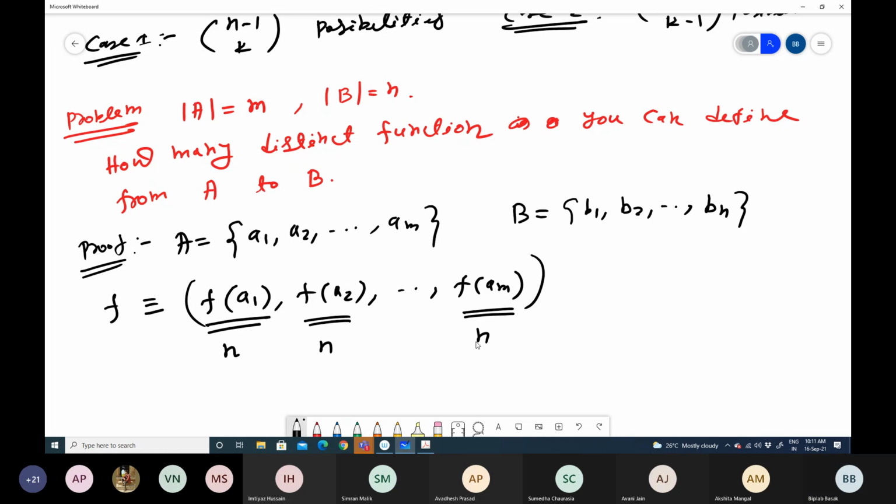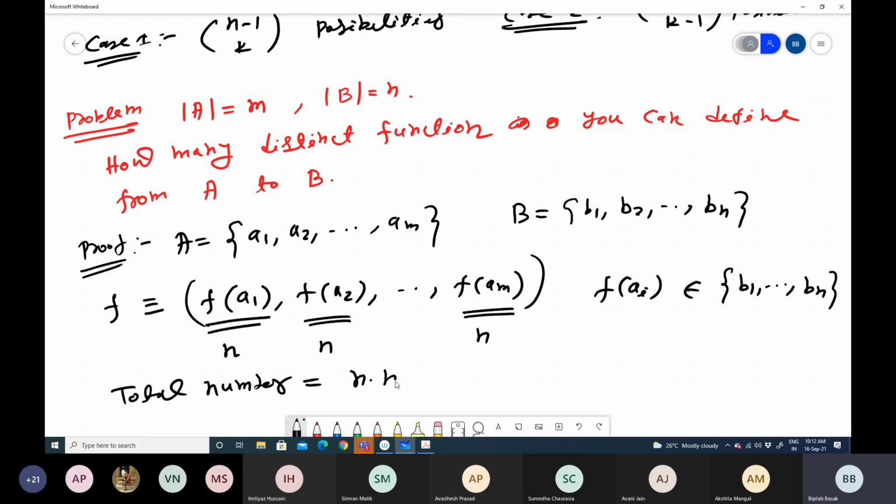Okay, and why is this n choices? Because f of a_i belongs to this set b_1 up to b_n. So f of a_1 can be b_1, f of a_1 can be b_2, f of a_1 can be b_n. So it has n choices, it has n choices, it has n choices. So we have the total number of functions equal to n times n up to n. Sorry, yeah, this is m times. So this is n to the power m.